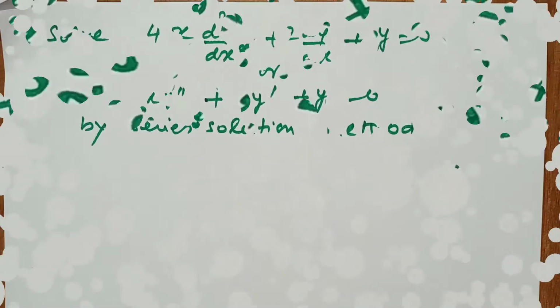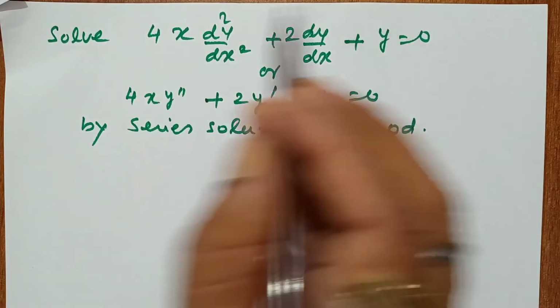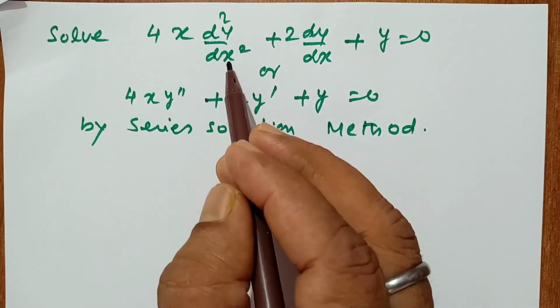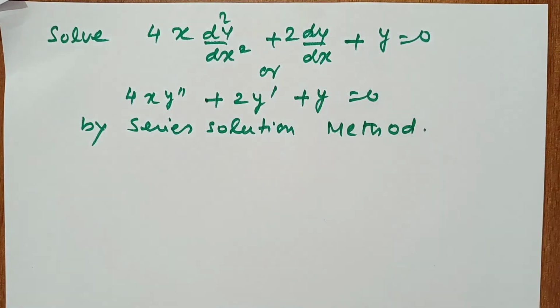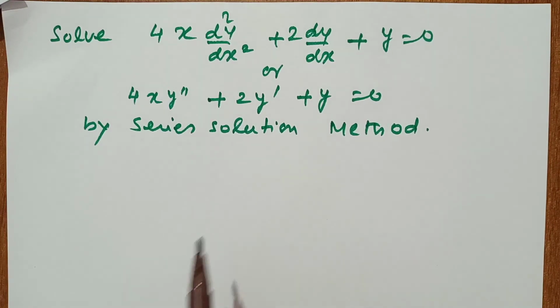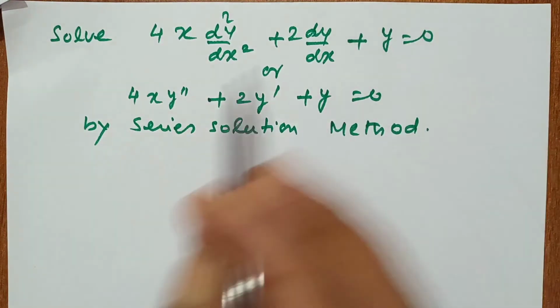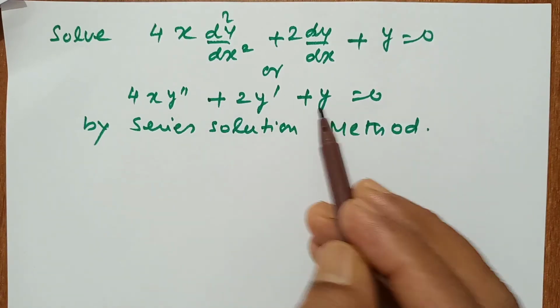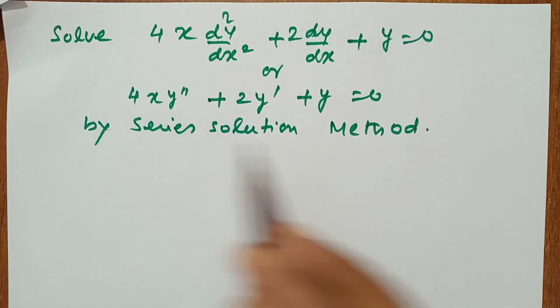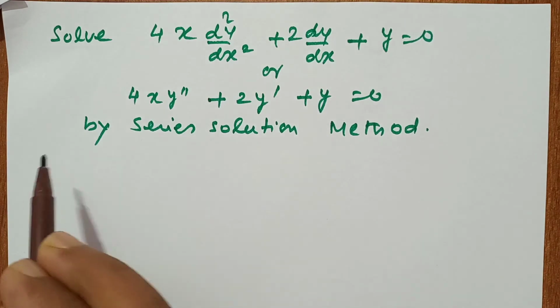So solve the differential equation 4x d2y upon dx2 plus 2 dy by dx plus y equal to 0. This can also be written as 4xy double dash plus 2y dash plus y equal to 0 by the series solution method. Okay.